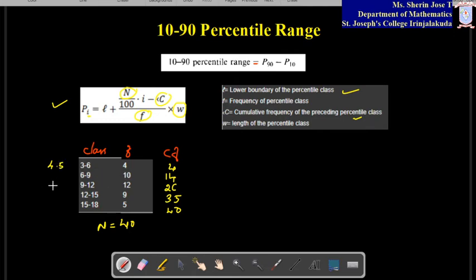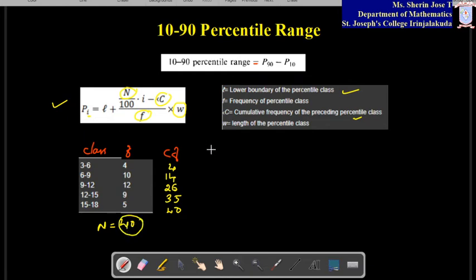Here actually no need to find the class mark, because we are not looking for a middle value anywhere, only lower boundary we have to take. So no need to write the class mark anyhow. Here we have to write the cumulative frequency. So first 4, then 14, likewise added, and we got last 40. The total capital N is 40 here.